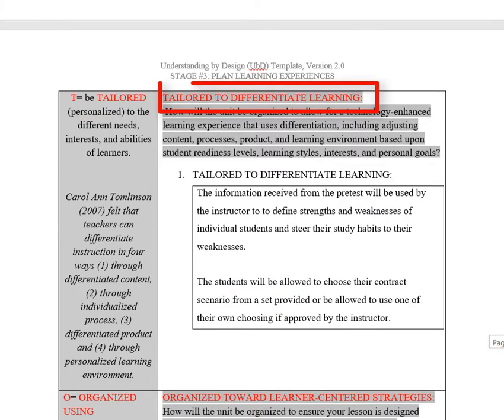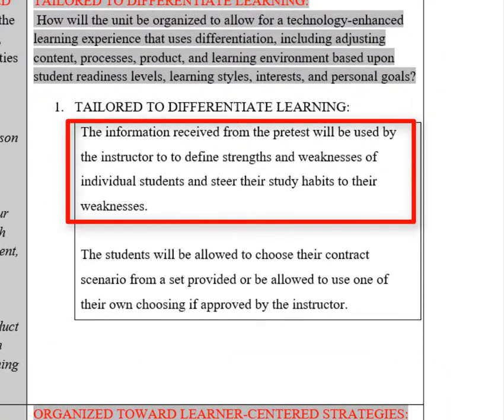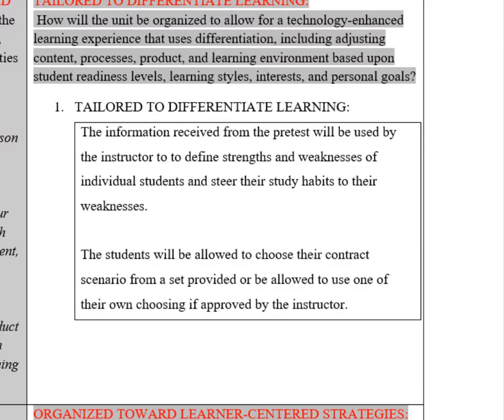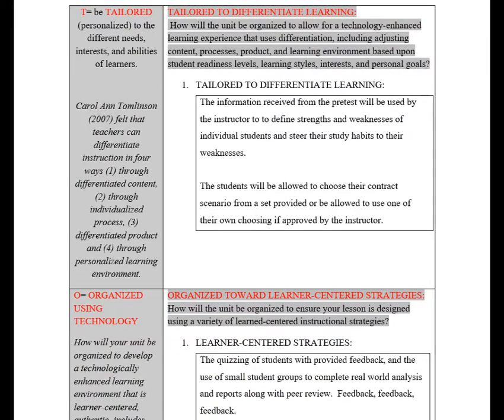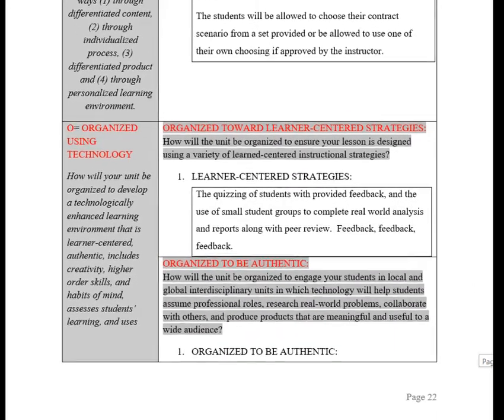How is it going to be tailored to differentiate learning? The information received from the pre-test will be used by the instructor to define strengths and weaknesses of individual students and steer their study habits to their weaknesses. And the students will be allowed to choose their contract scenario from a set provided or be allowed to use one of their own choosing if approved by the instructor. So we don't want to limit them. We want them to be able to prove they know and can transfer this knowledge and understandings, but we want to make it comfortable for them. So we're giving them options and we're going to put tools in their bag. And then how's it going to be organized? Towards learner-centered strategies.